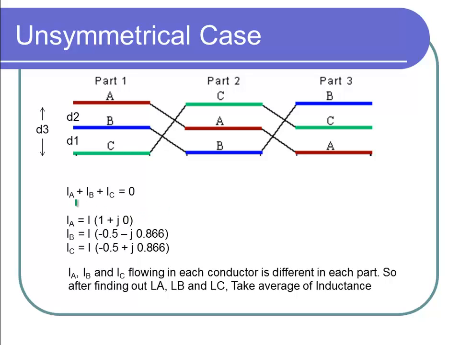So while we are solving, we are going to see these terms also. That's why we have written here IA. We know very well IA plus IB plus IC equals 0, and for the unsymmetrical case these 3 terms we are going to substitute in the equation. IA equals I into 1 plus j0, IB equals I into minus 0.5 minus j0.866, and IC equals I into minus 0.5 plus j0.866.